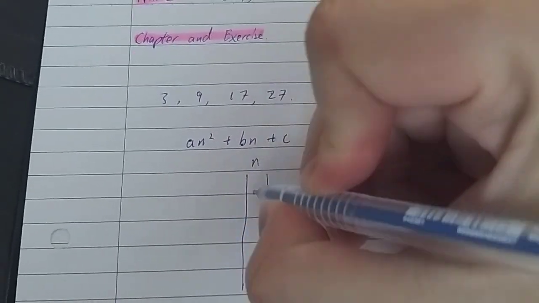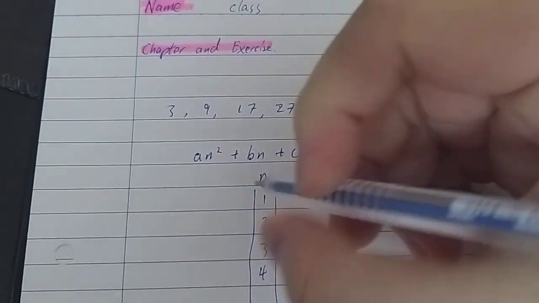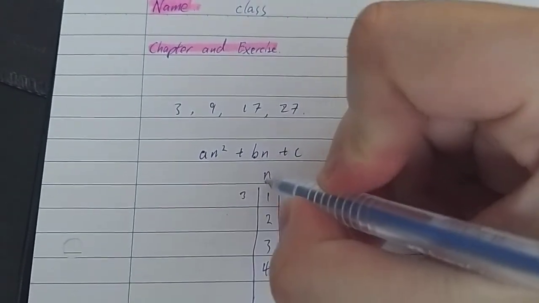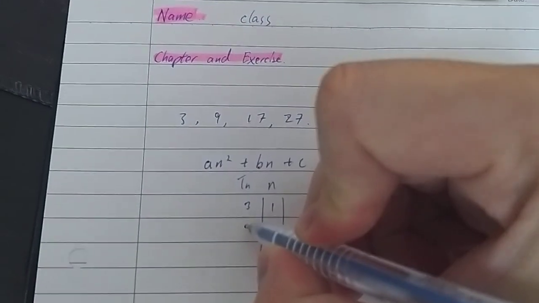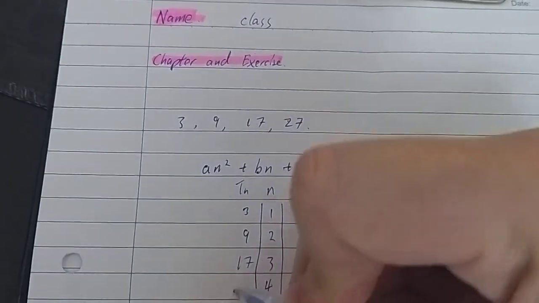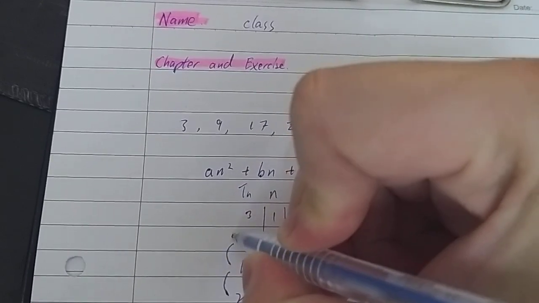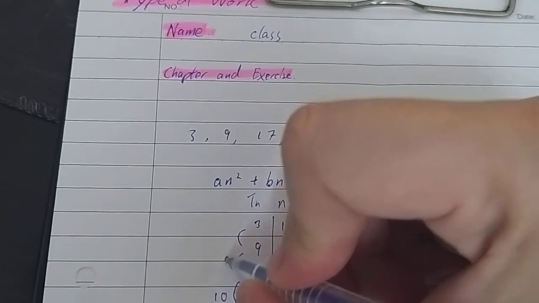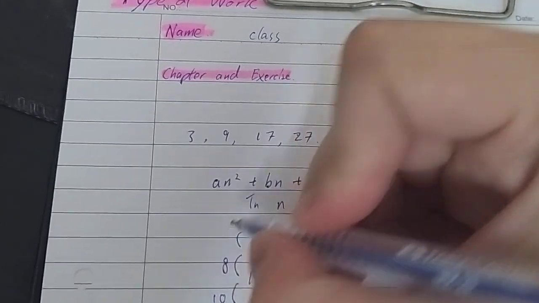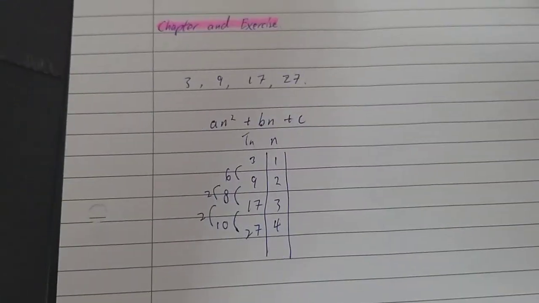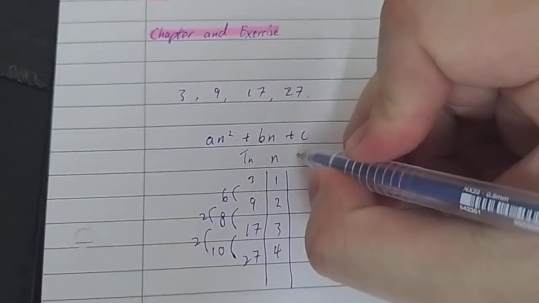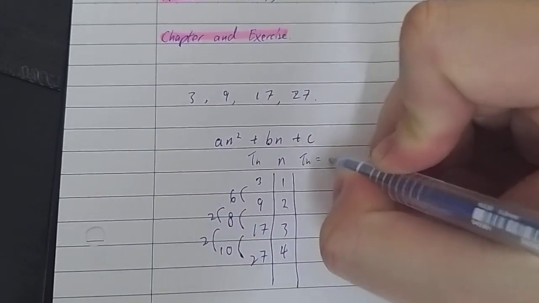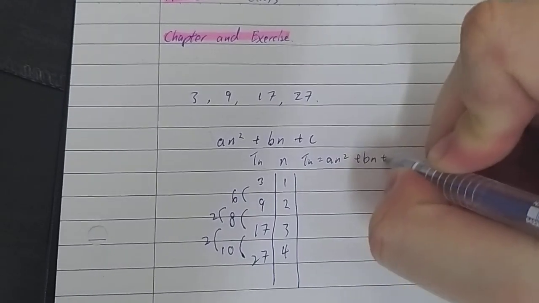All right, so n is here: 1, 2, 3, 4. We know that when it's t1 it will be 3, t2 will be 9, then 17 and 27. And then this part all of you are very familiar with, whereby you just subtract. So 27 minus 17 you get 10, 17 minus 9 you get 8, 9 minus 3 you get 6, and then you do again, so it's 2, 2.